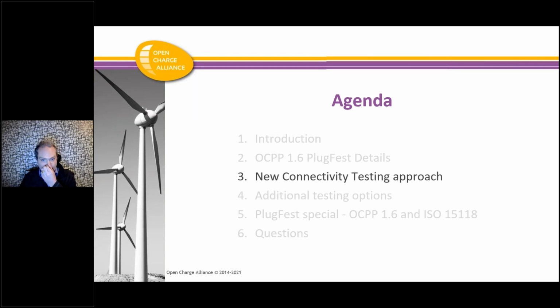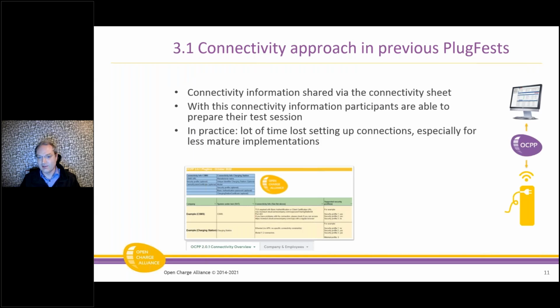Now, as mentioned, we have 3 new additions to this Plugfest, which we based on the requests from our participants from previous Plugfests. The first one which we have newly introduced is the connectivity testing approach, which we have changed. In previous Plugfests, we shared connectivity information via the connectivity sheet, which everybody can access, where everybody can provide the connectivity information to the testing systems so that all the participants are able to prepare a test session.